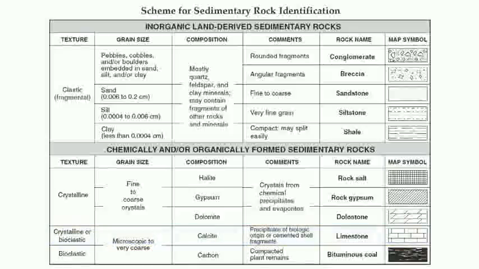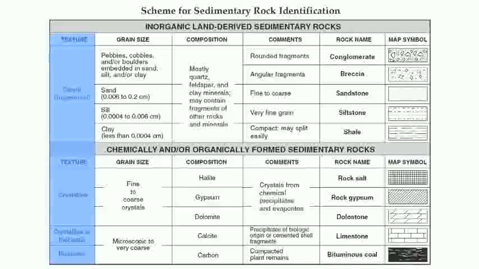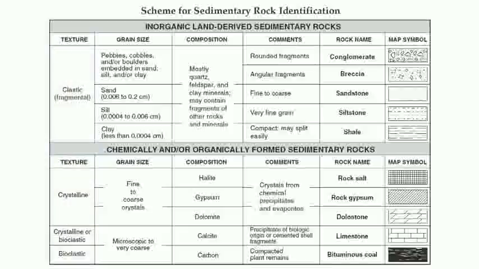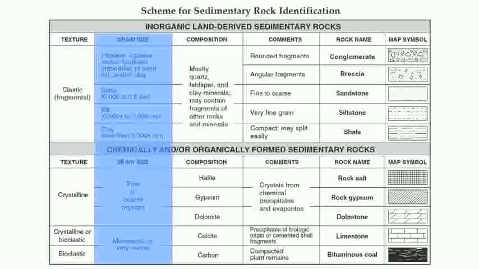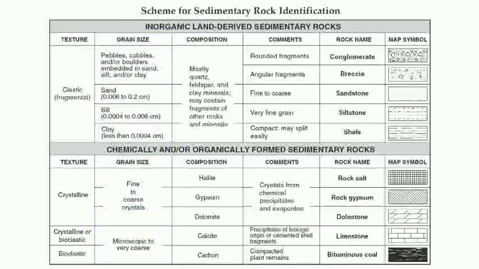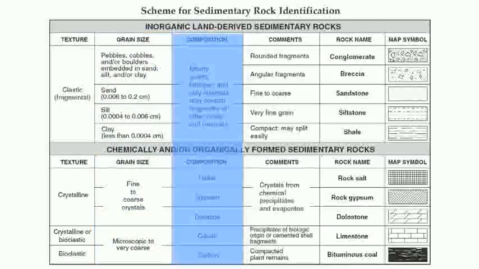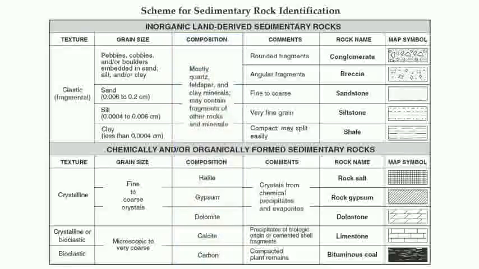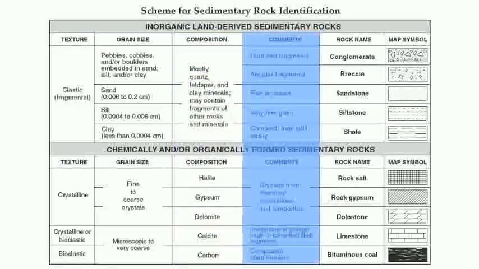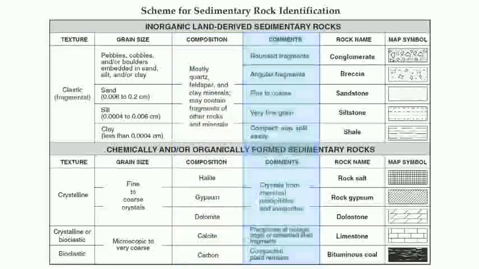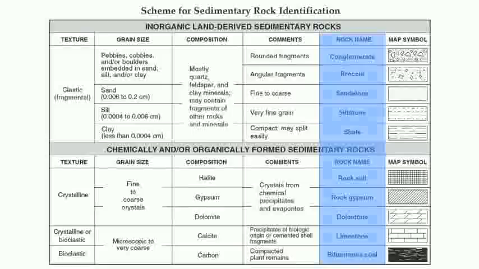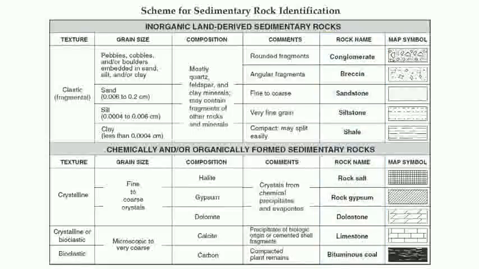Let's take a look at some of the categories that you're going to get information about. First off is texture, again clastic, crystalline, or bioclastic, how the rock is actually going to form. Then you get your grain sizes. Grain size could either be size of fragment glued together or size of crystal with your crystalline rocks. Composition is going to be important because it's going to tell you the mineral or minerals that make up an individual rock. The comments are very important because they tell you a little bit about distinguishing characteristics of that rock. Then you have your rock name, and then finally a map symbol.